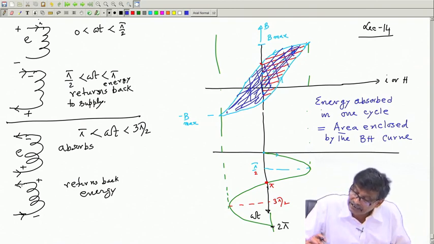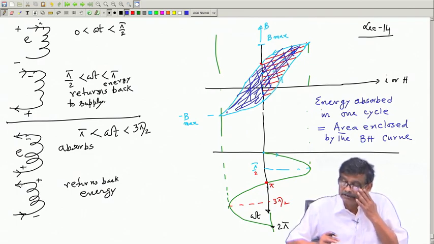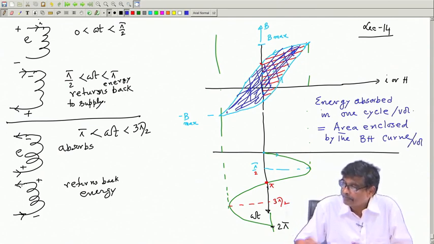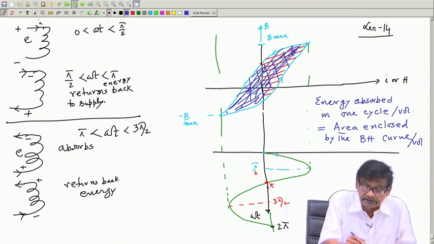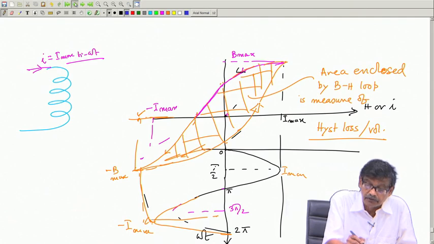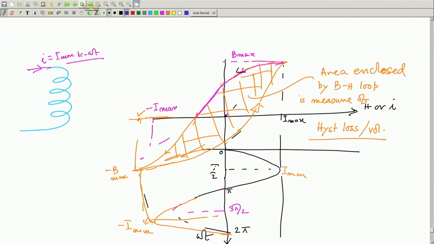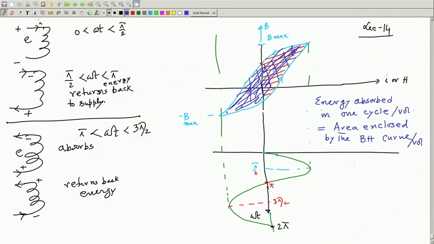Of course, the thinner this area, the energy absorbed per cycle will also be small, because the area is the crucial term enclosed by the BH curve. Mind you, this is per unit volume. Energy absorbed in one cycle per unit volume of the magnetic material is the area enclosed by the BH curve per unit volume. This we have established earlier. It is per unit volume, one should not forget that. So, per unit volume the energy absorbed will be this one.